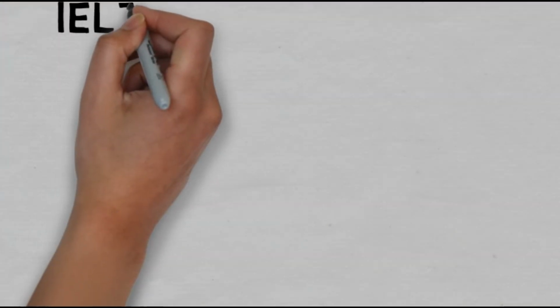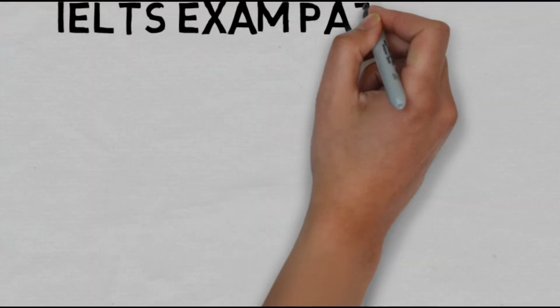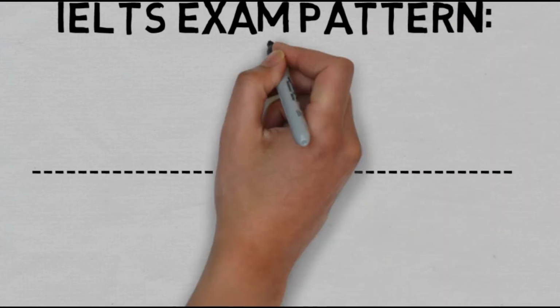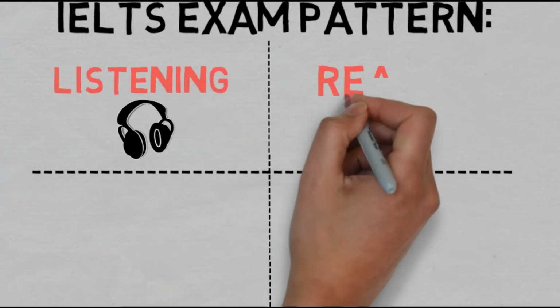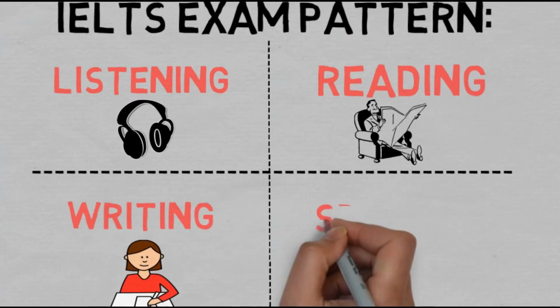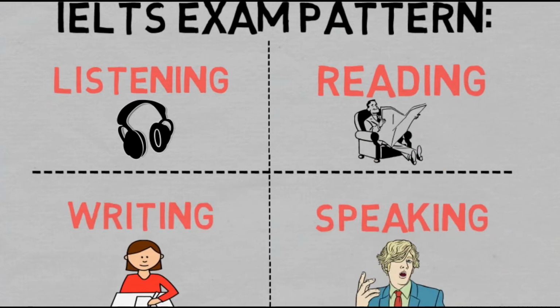Now let us see the exam pattern for the IELTS test. The test consists of 4 sections: listening, reading, writing and speaking. Let us see them one by one.